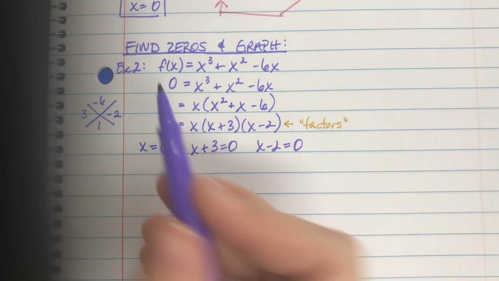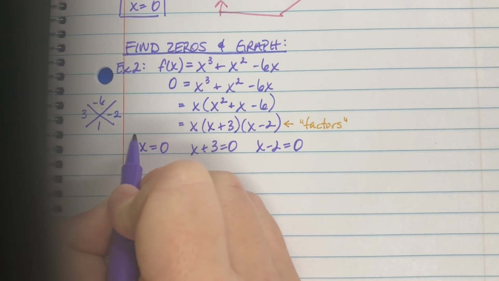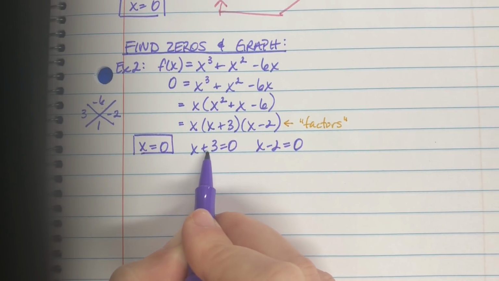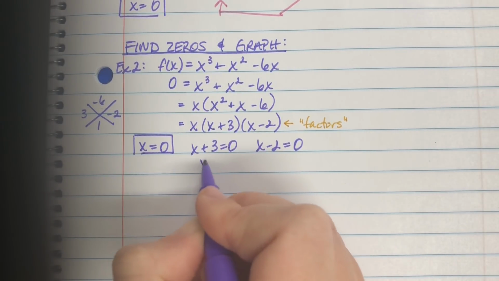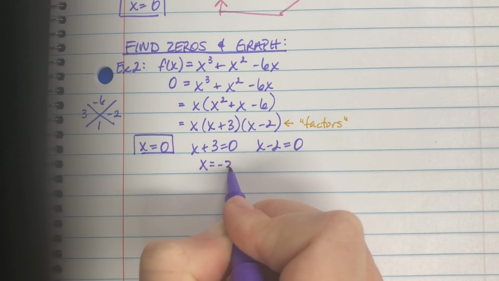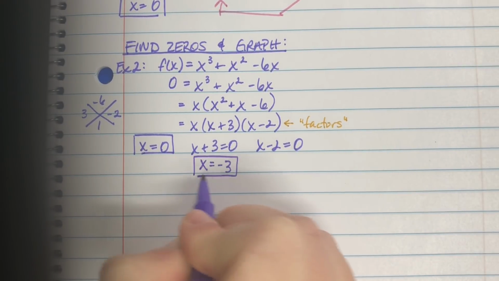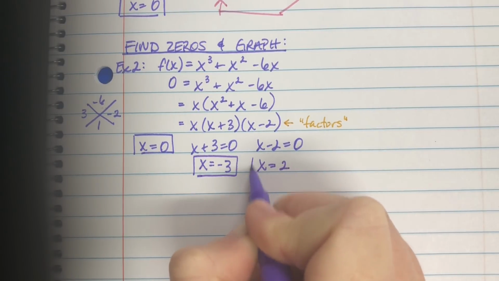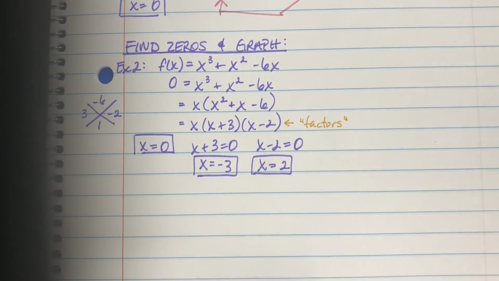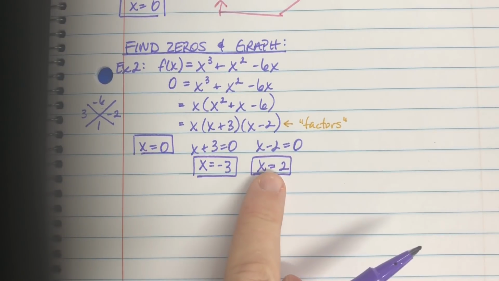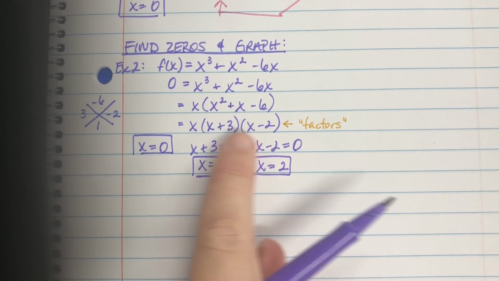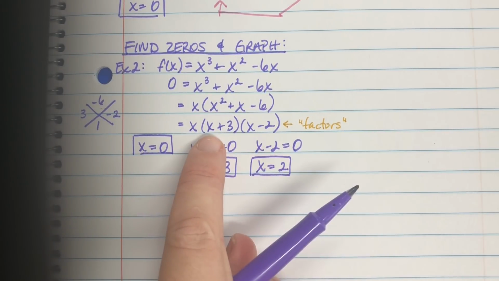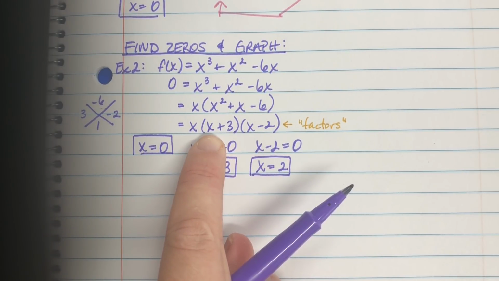Solve each of the problems. Obviously, x equals 0 is already solved for you. There's one of your roots. Positive on the left, if I move it to the right, it will become negative. So x equals negative 3 is the second root, and x equals positive 2 is the last root. So here are my three answers, our three roots. Notice that none of the factors were repeating. None of these had any squares or cubes or anything like that. No exponents.